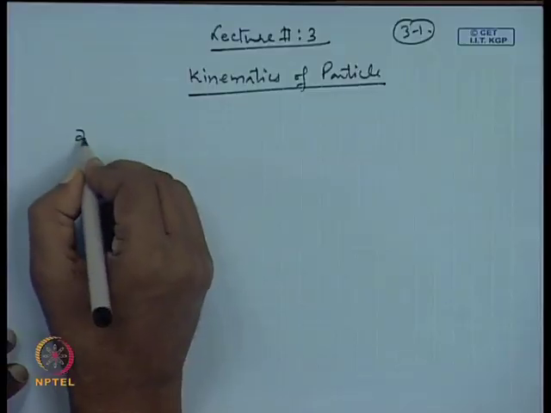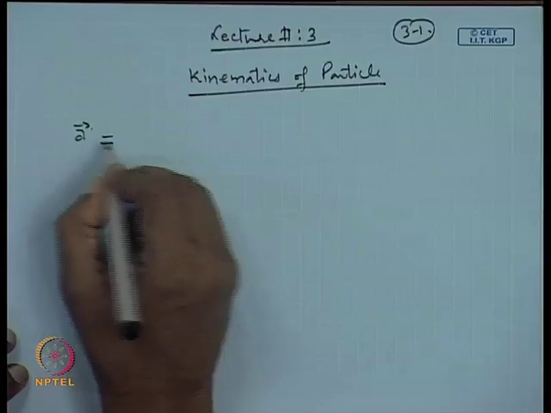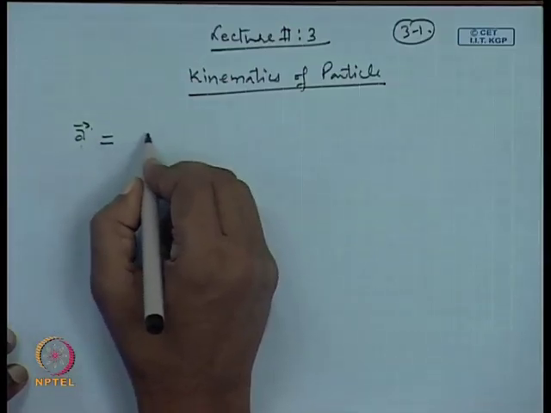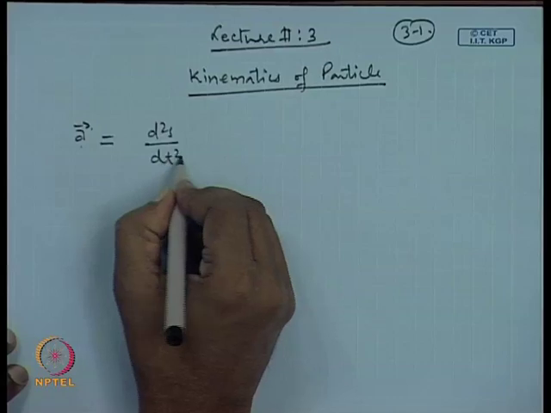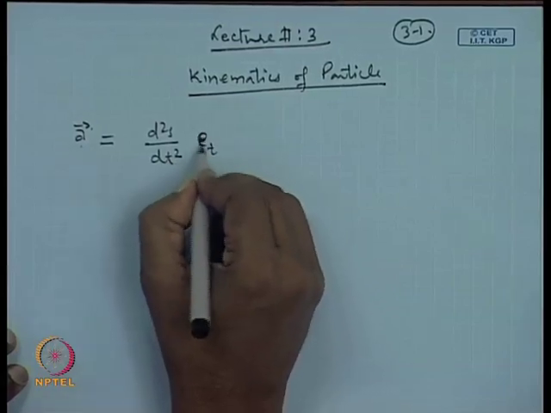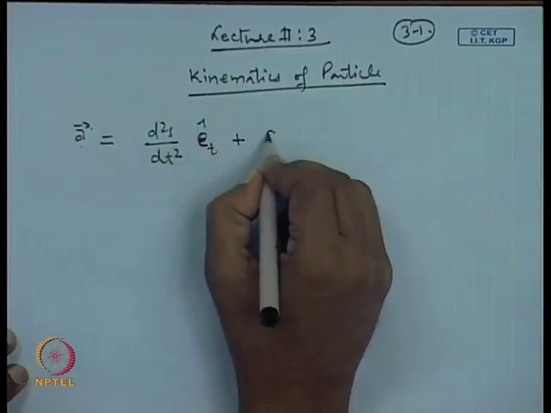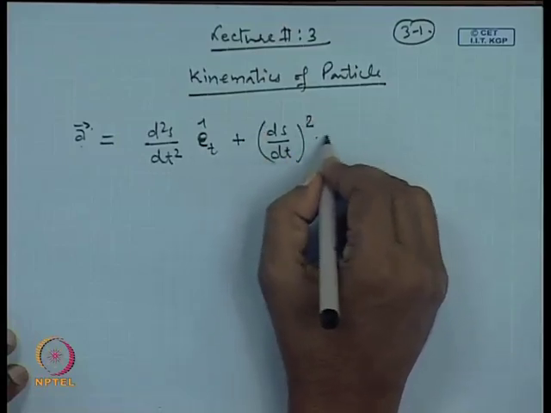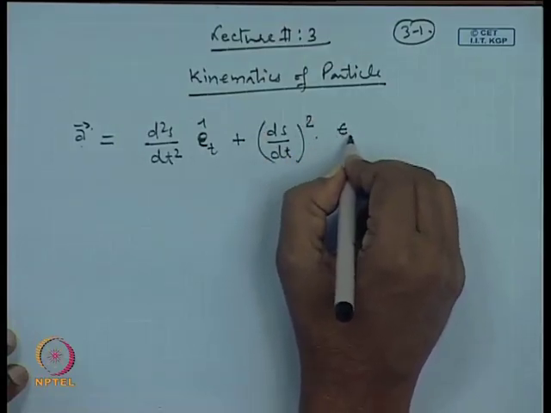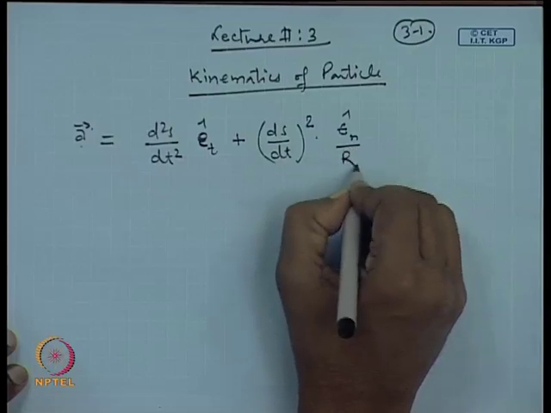Okay, in the last lecture we have started particle kinematics. So, we continue with that lecture. If you remember, in the last lecture we derived this expression for the acceleration of a particle as d square s by dt square times et cap plus (ds by dt) square times en cap divided by r.